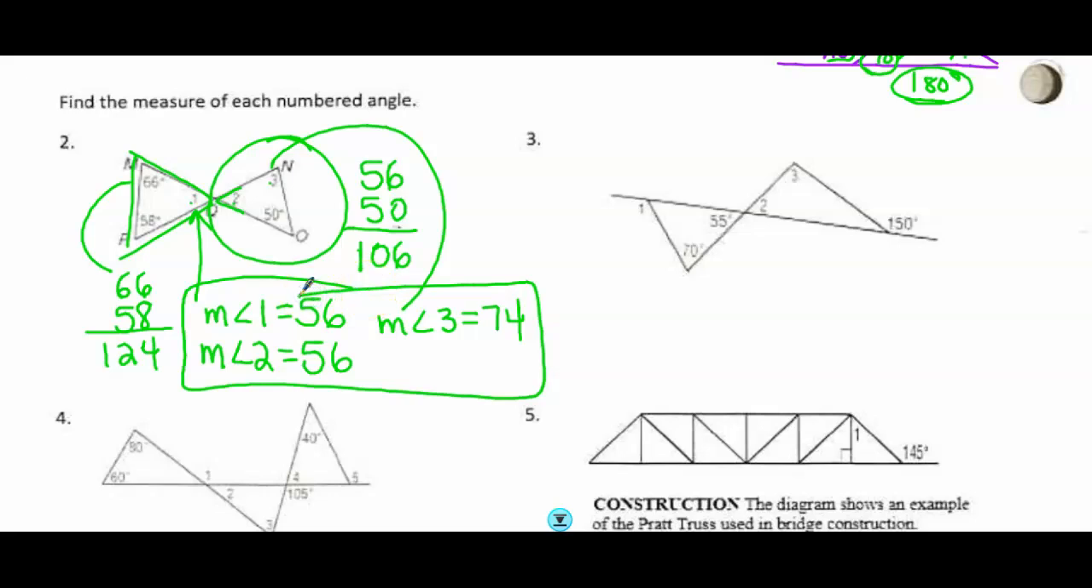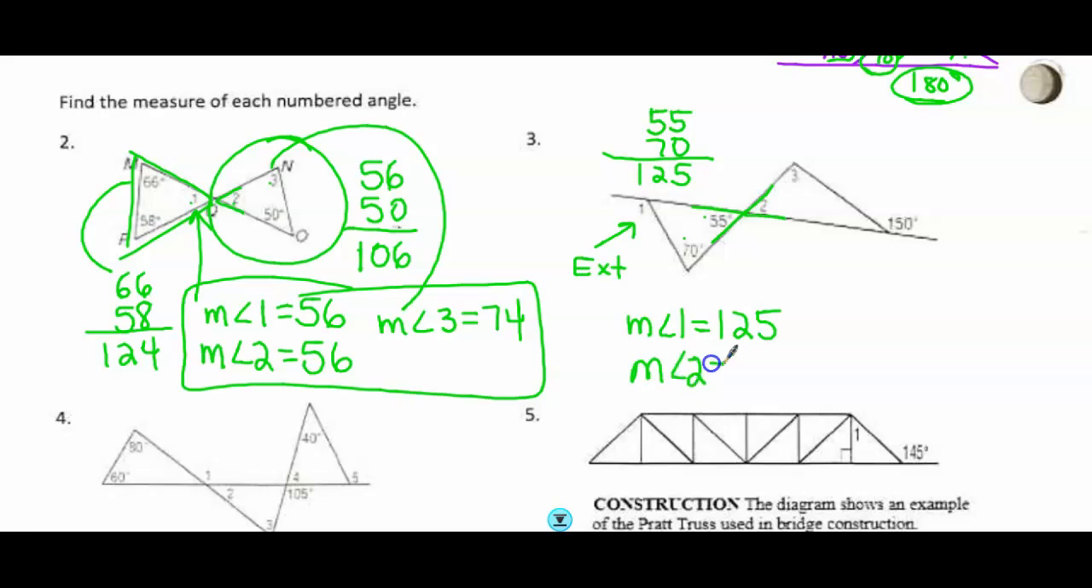All right. Over here, I notice this is an exterior angle, and you just learned that the exterior angle is the measure of the two remote interior angles added up. So 55 plus 70 is 125. So the measure of angle 1 is 125. Right here, 55 is here, which means angle 2 has to be 55 because they are vertical angles. So put a 55 in here.